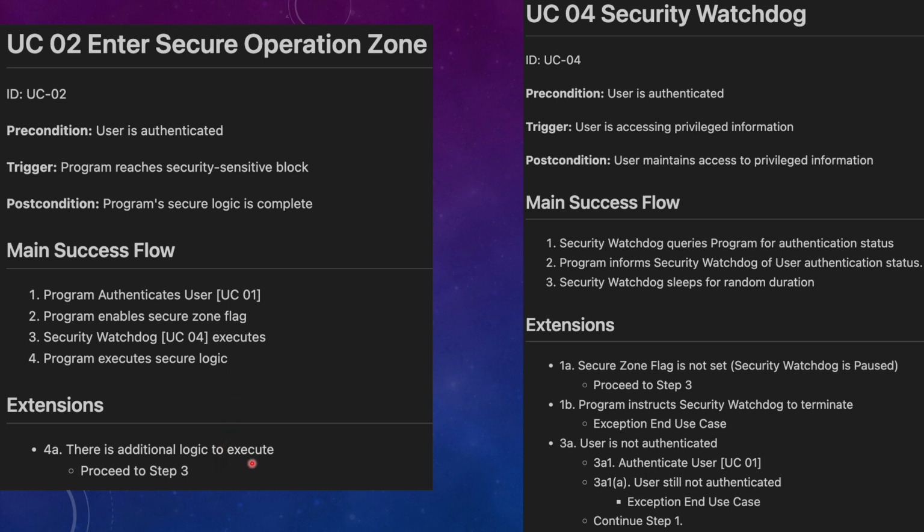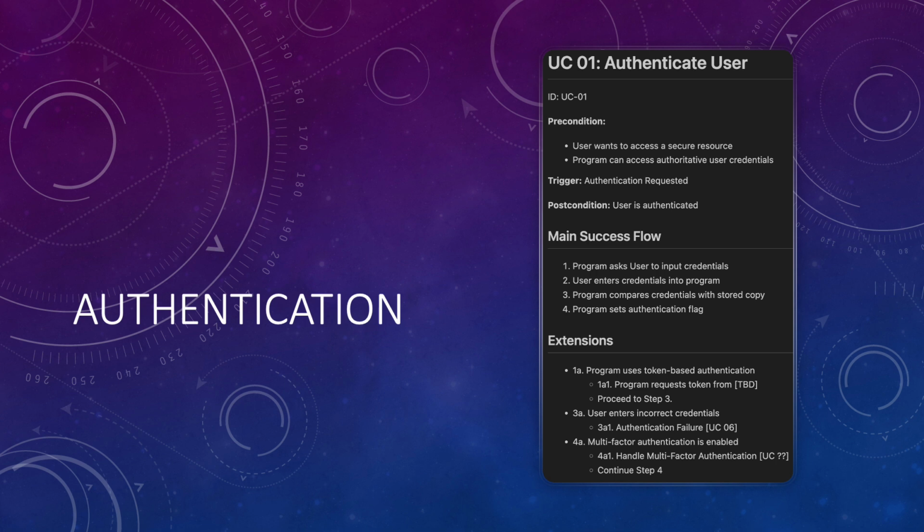Now, we have an extension here in case we aren't done. If there's still more logic to execute, we return to step 3 and the watchdog runs again. Once we're all done with our secure logic, we exit use case 2 and go back to the higher level. We will look at one last use case to see how we can embed some flexibility into the design.